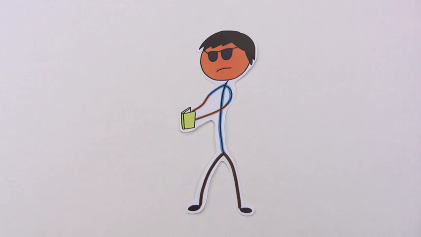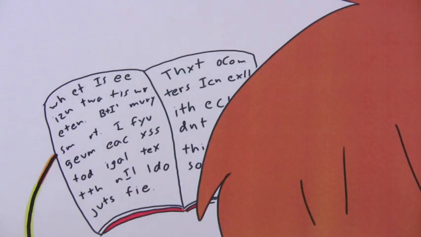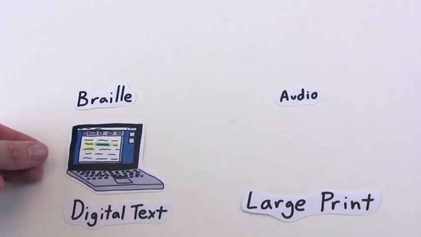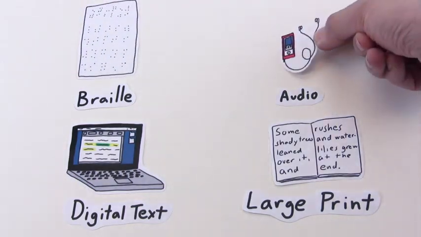Someone with a visual impairment might not be able to see the print in a book. A person with a physical impairment might not be able to turn the pages of a book or be in a good position to read. And someone with a reading disability like dyslexia might not be able to figure out what the words really mean. To succeed in school, these students need learning materials presented in a way that works for them.